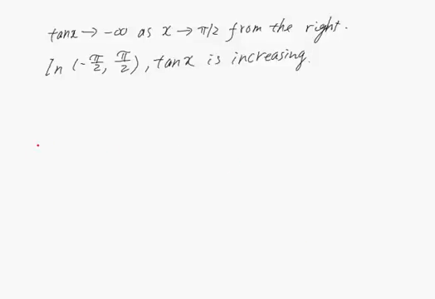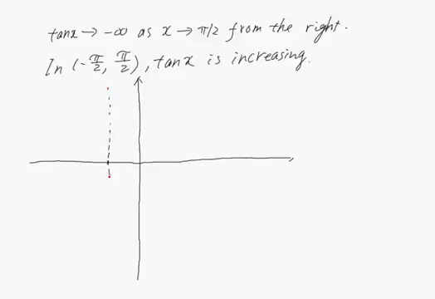So when we first draw the graph of the tangent x in this interval, and this interval is also the fundamental cycle of the graph of the tangent x. So first, let's draw the two vertical asymptotes. Okay, two vertical asymptotes. So this is negative half pi, and this is half pi.